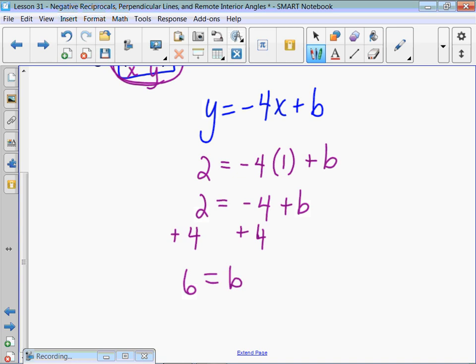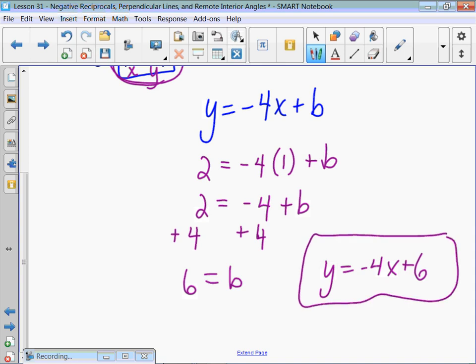Final answer, you guys, you keep your perpendicular slope. So keep your -4 as the slope, and go ahead and plug your b in as 6. So you have a slope and a y-intercept. Make sure you still have an opposite reciprocal slope from where you started, and you should be good to go. Okay?